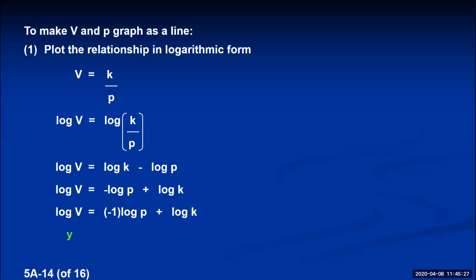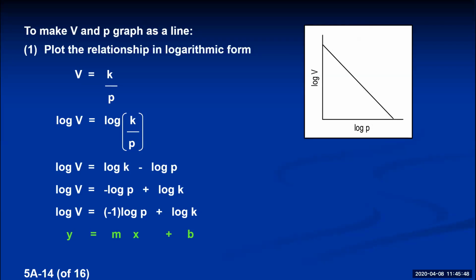So that means if you graph log of V on the y-axis, you're going to make a line that has a slope of -1, as long as you're graphing the log of P on the x-axis, and then it's going to actually cross the y-axis somewhere. It's going to cross the y-axis at the log of K. So this particular graph of log of V versus log of P will have a -1 slope. It'll cross the y-axis at log of K, but it'll make a straight line.